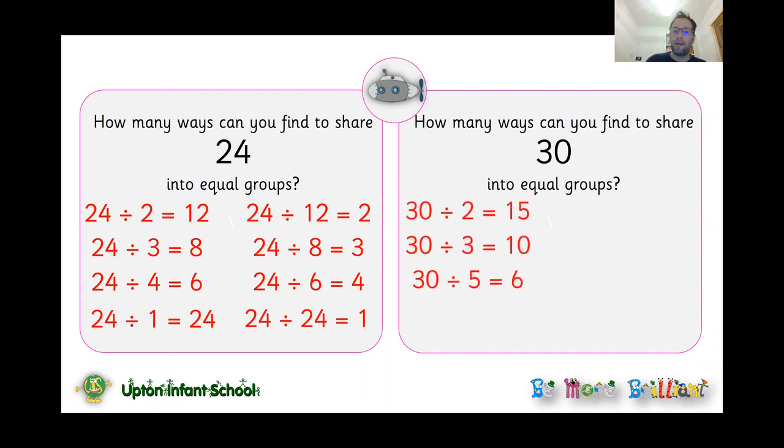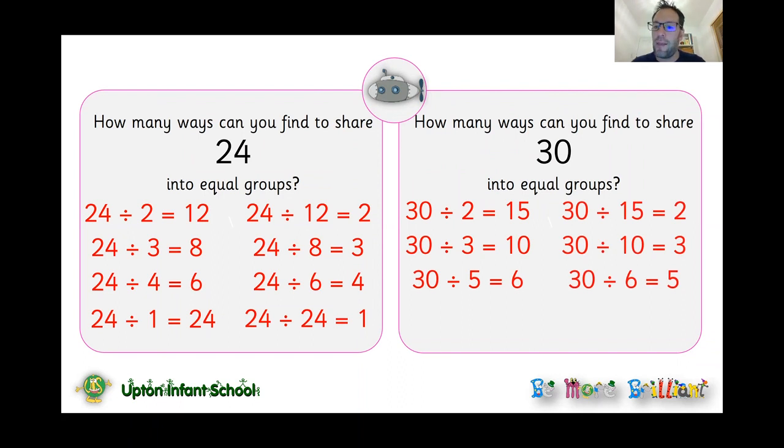And on to 30. 30 divided by 2 equals 15. 30 divided by 3 is 10. 30 divided by 5 equals 6. And then, swapping those numbers around, 30 divided by 15 is 2. 30 divided into 10 equal groups would be 3. 30 divided by 6 is 5. And then our 2 other ones, remember we could share 30 just into 1 group, and there'd be 30 altogether in that group. Or we could share 30 into 30 groups, and there'd be 1 in each group.